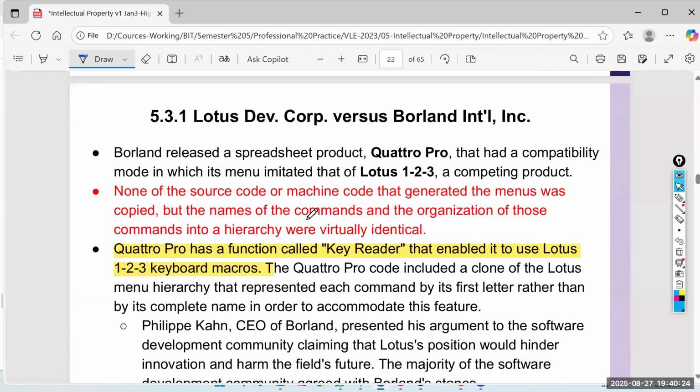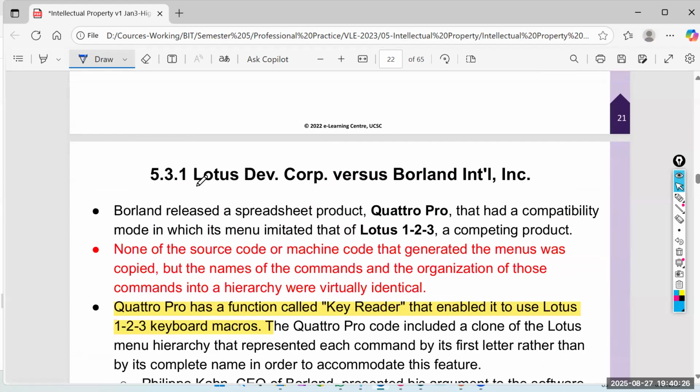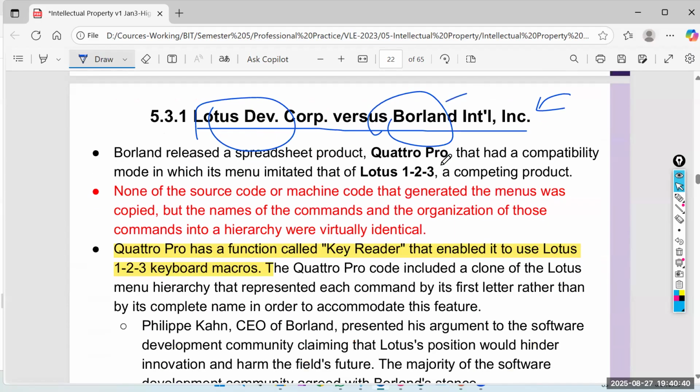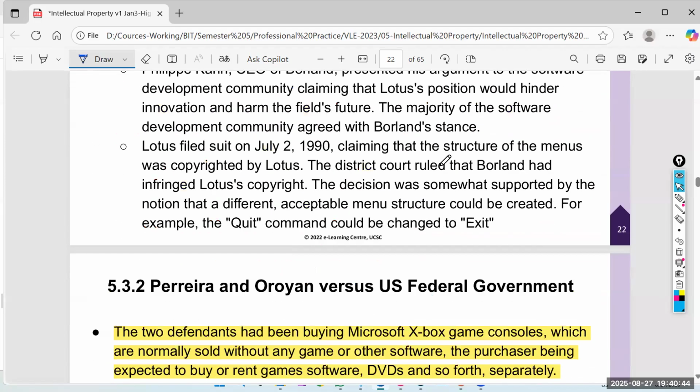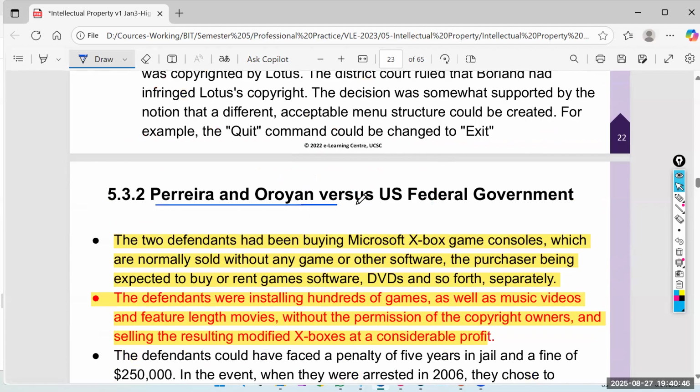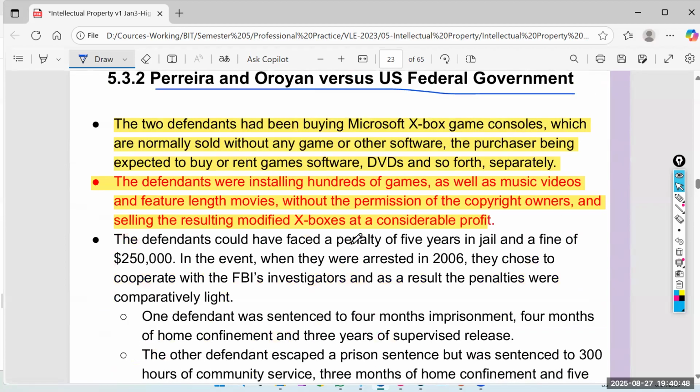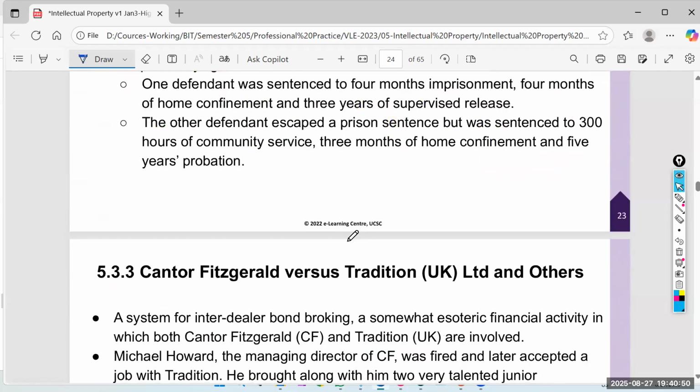This one you can go through by yourself. Lotus versus Borland is a somewhat older one. I don't think these companies are even around now, but I think this happened in the 1980s or 90s. So you can just go through this legal issue. This is another one, so you can go through that one also. I will just go through the last two only.